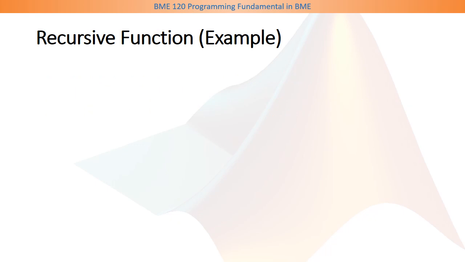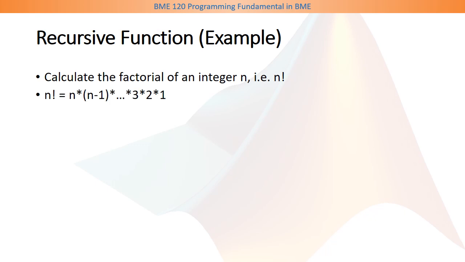Here is an example of a recursive function. We're going to calculate the factorial of an integer, n. The definition of the factorial is n times n minus 1 all the way to 1. We can further rewrite the expression as n factorial equals n times (n minus 1) factorial. In this case, if we have a function to calculate n factorial, inside this function we can actually call itself with another new value, n minus 1.